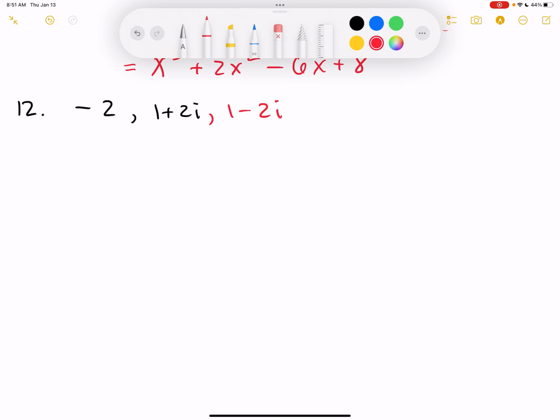I'm sorry, I know this is dumb, but i squared is what now? -1. I literally just asked the same question. Negative x. What's -1 times -1? Positive. I think.